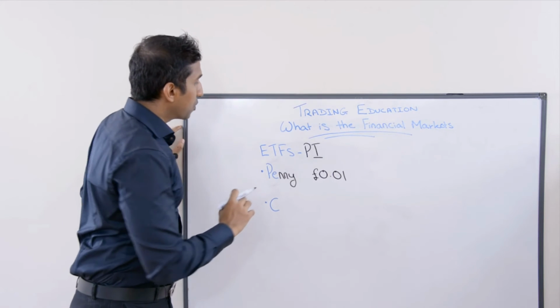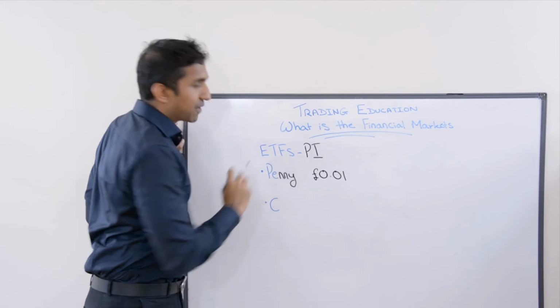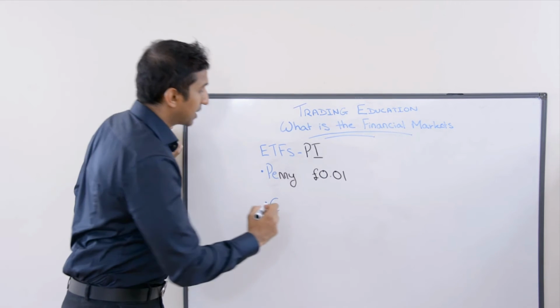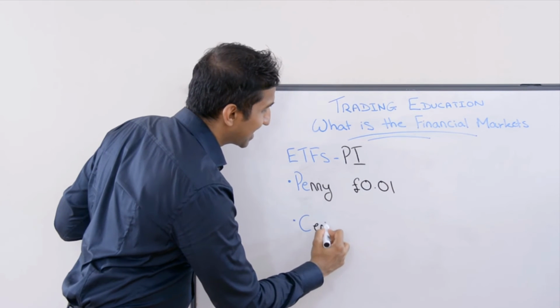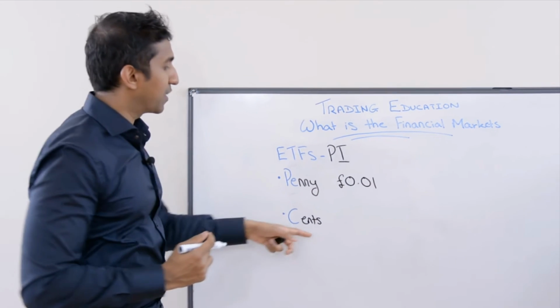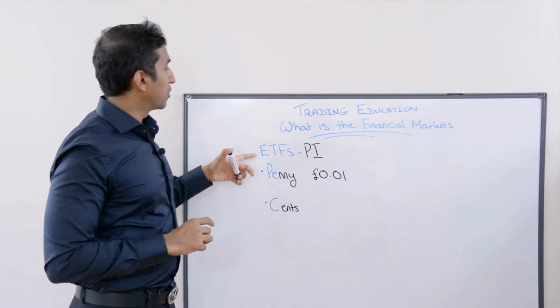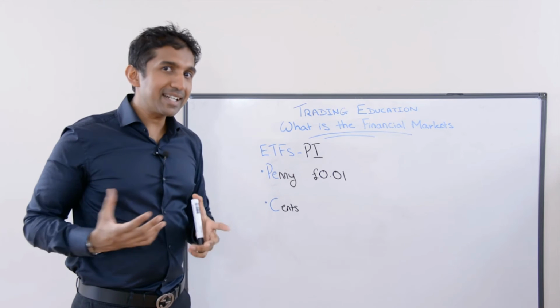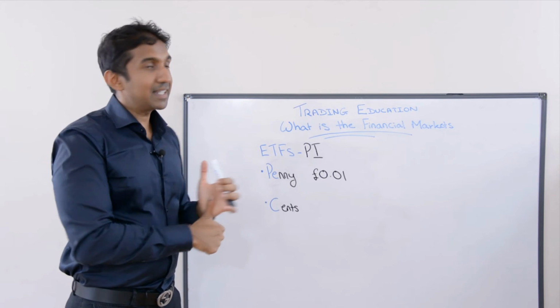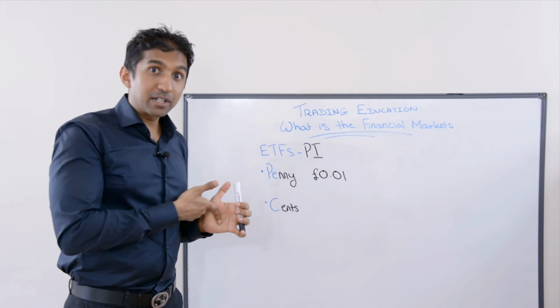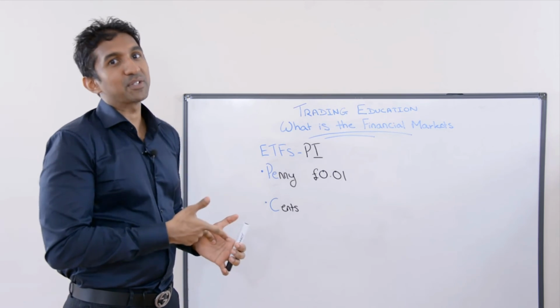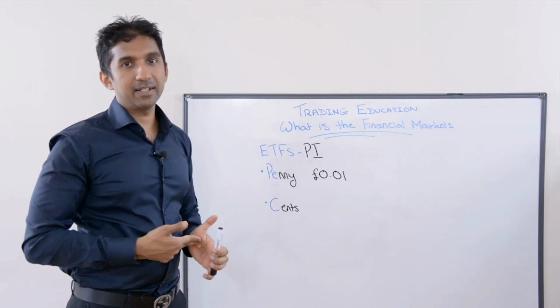Now, when it comes to ETFs, the smallest price increment that you can do, what do we call it? We call it cents, because most of them are correlated to the dollar. Now that we have looked at ETFs, you should have an understanding of what an ETF is, the market size and liquidity, and the price increments of ETFs as well.